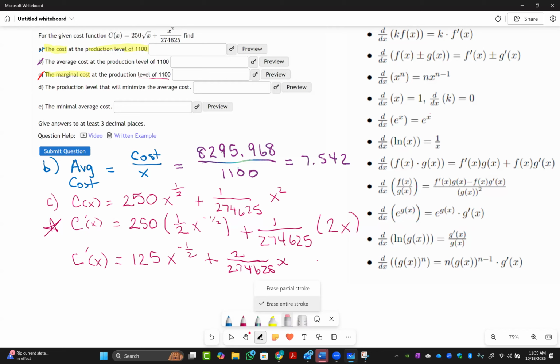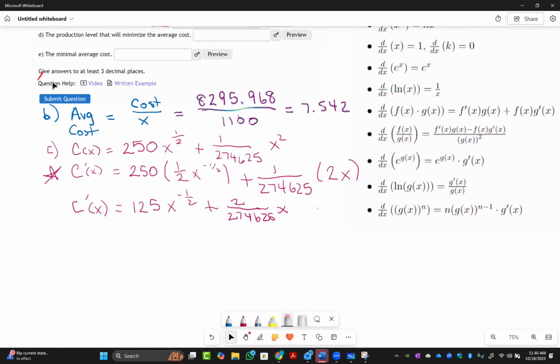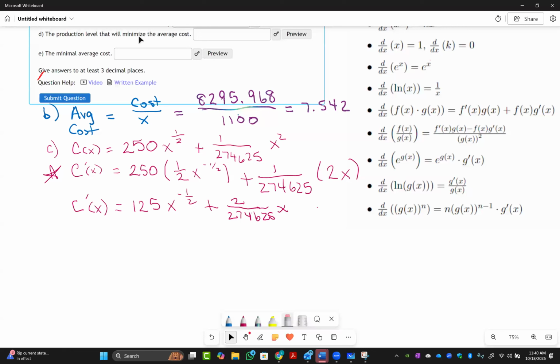Okay, so the next part, that will minimize the average cost, like what production level. Okay, right. So, wait, let me see what I'm doing here. I don't think I need this now. Okay, so we're on D. The production level that will minimize the average cost. So we're asking for what is the production level as far as the letters that we've been using? P and Q. What is it?